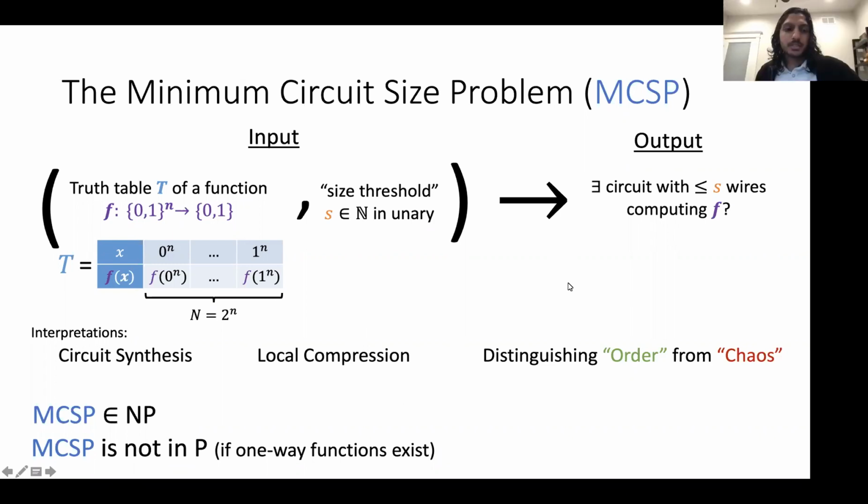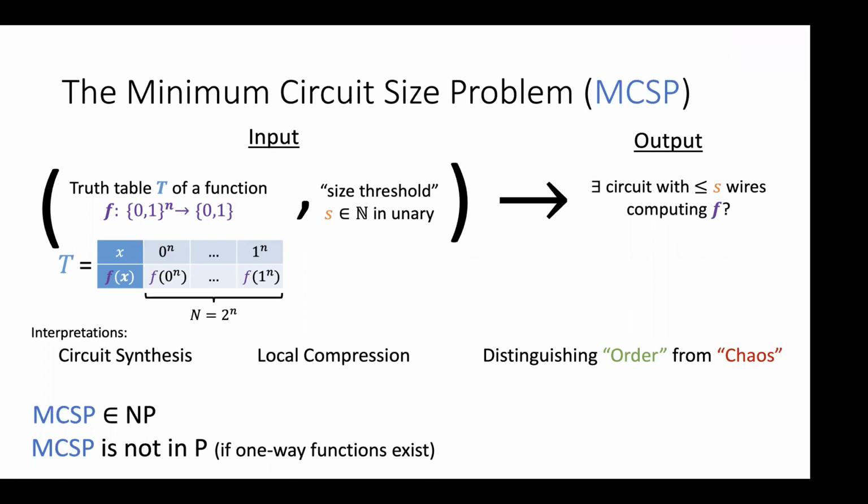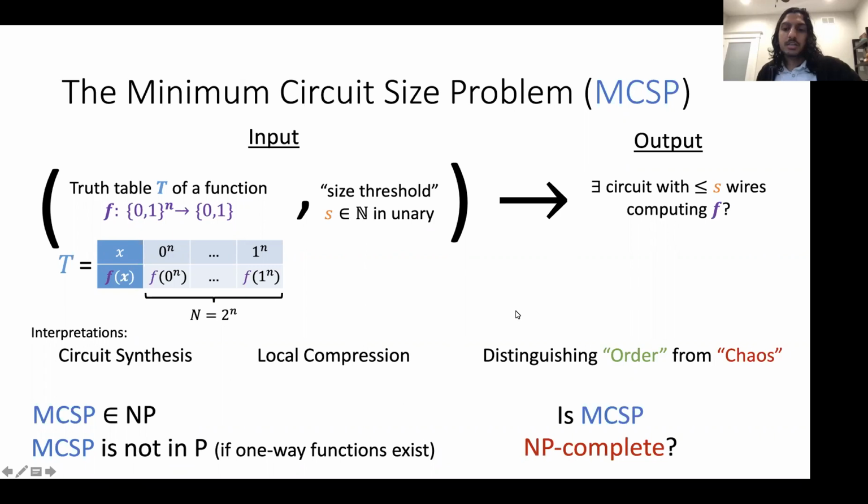Okay, great. So MCSP is in NP. It's probably not in P. A very natural question you can ask then is: is MCSP NP-complete? This is going to be the subject of the results that I'll talk about in this talk, which are going to be two versions of showing NP-completeness, not quite for MCSP, but for things that look like MCSP. Okay, so that's the problem.